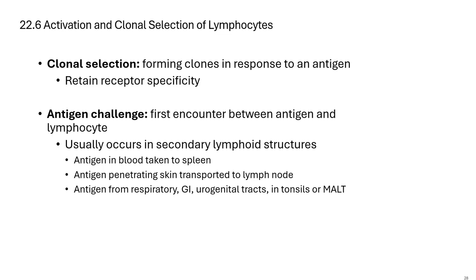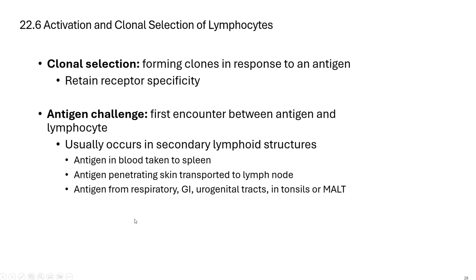And so this is the idea that we talked about in the very first part of this adaptive immune system lecture of immunological memory, right? So they're keeping a memory. They keep the same receptor specificity for the same antigen as the original cell that was exposed to an antigen and then divided. So what stimulates this clonal selection is an antigen challenge. This is the encounter between an antigen and a lymphocyte, usually in one of those secondary structures, right? So lymph nodes, spleen, tonsils, mucosa-associated lymphatic tissue, something like that.